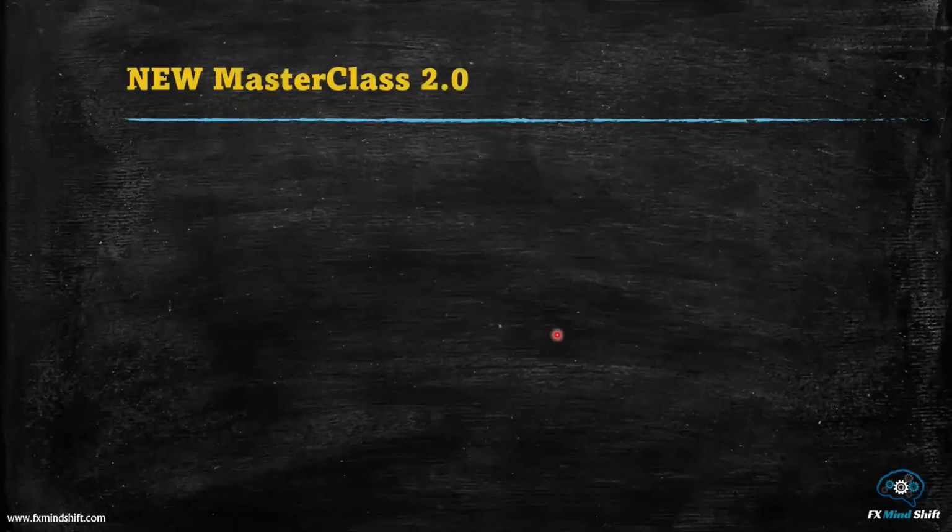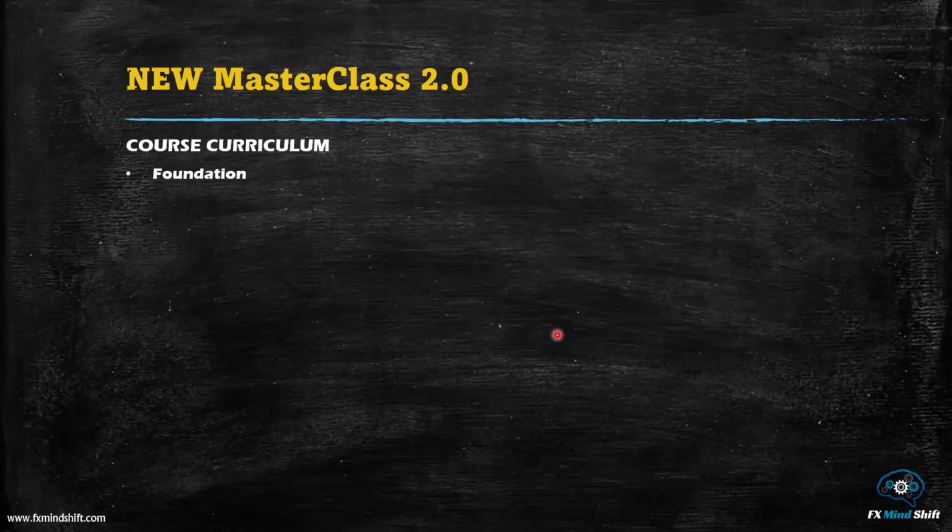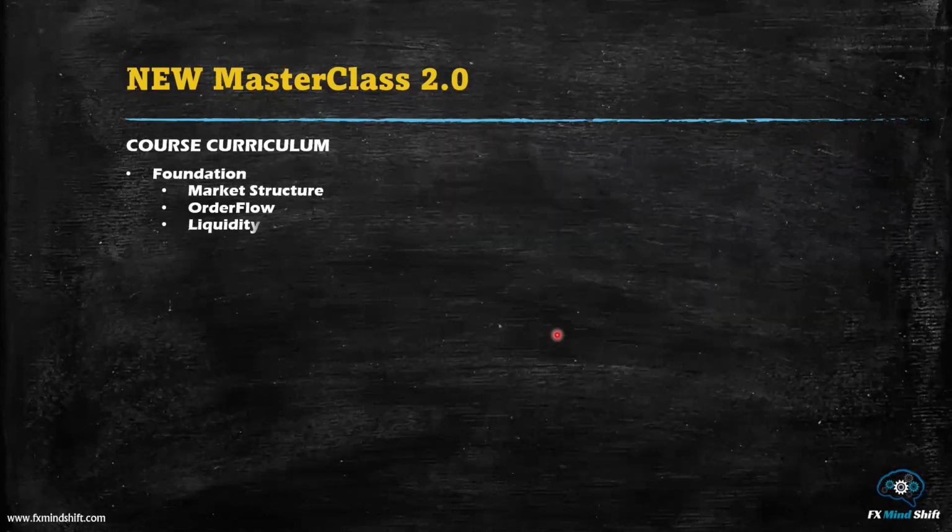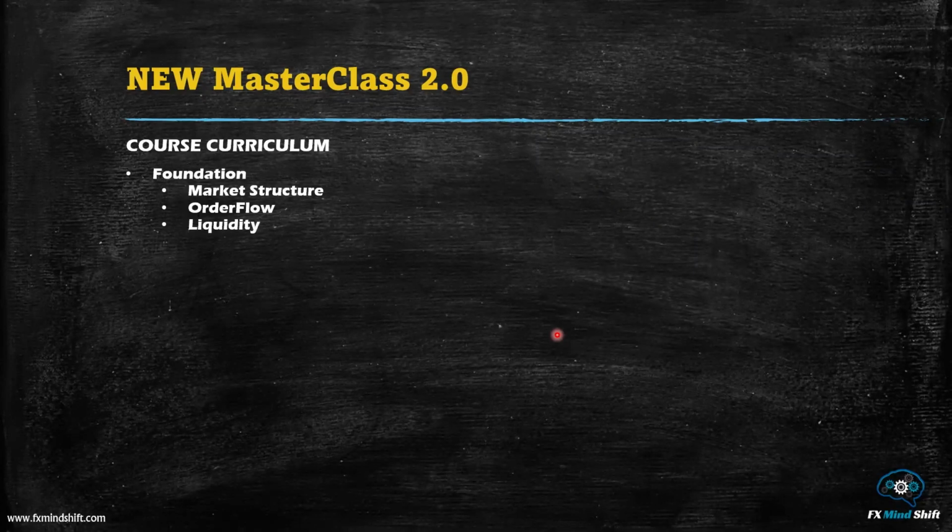So let me go through real quickly what we have in store for the MasterClass 2.0, just so you guys know what the curriculum is. It's going to be based on the foundation, which is the three pillars that we always have and always will have: market structure, order flow, and liquidity. Without these three things, there's no strategy you would trade profitably if you do not understand how these work together.